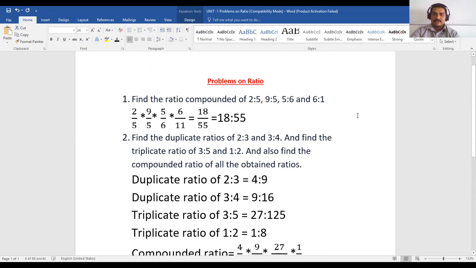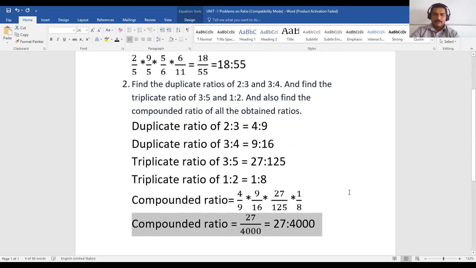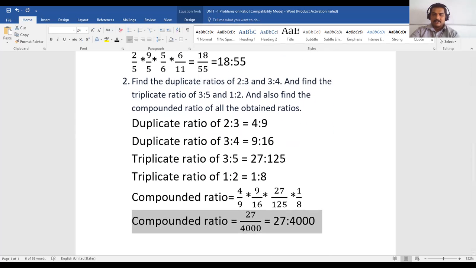So like this, we are able to solve business problems by converting the problem into a ratio. In terms of ratio, we are able to solve by using these concepts. I hope you are able to understand the concept. Thank you, students. Thank you for your patience listening.